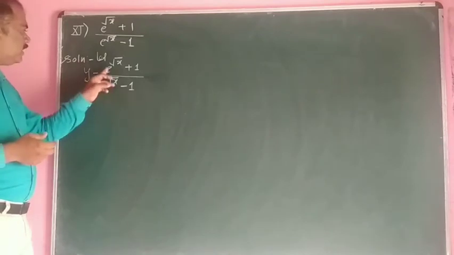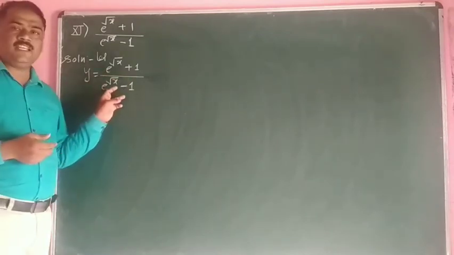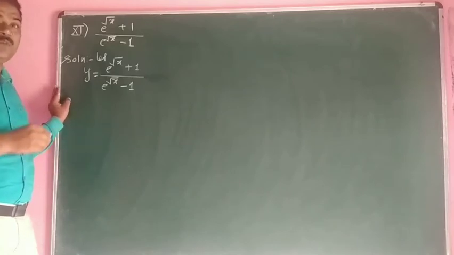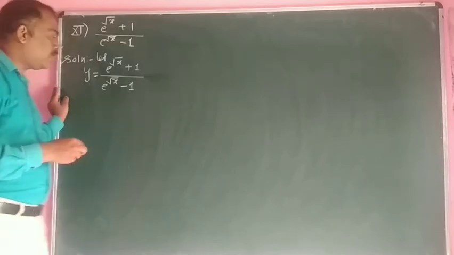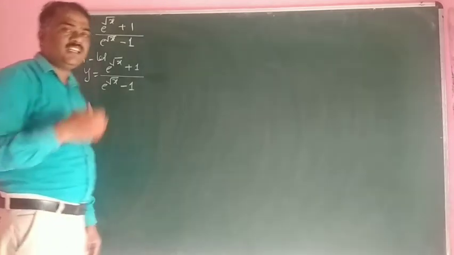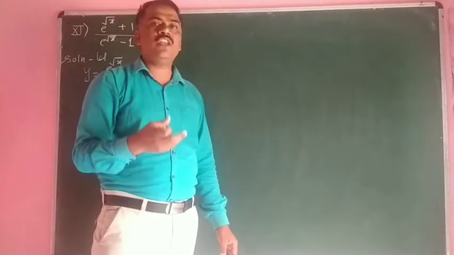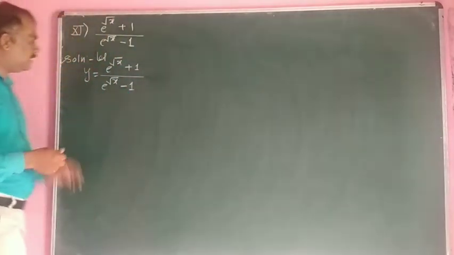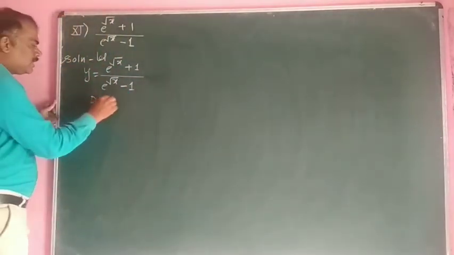Let y is equal to (e raised to root x plus 1) divided by (e raised to root x minus 1). We have to differentiate with respect to x. Again we have to use the quotient rule. Okay, whatever we have to study in the 11th standard is more important to clear that concept. We have to differentiate this with respect to x.